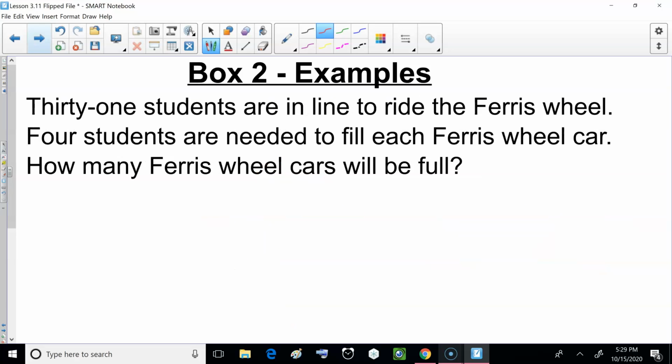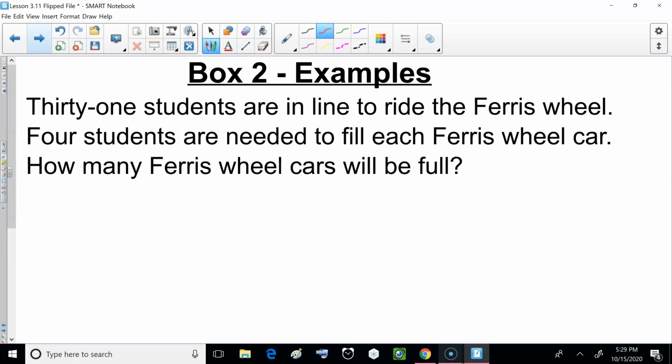31 students are in line to ride the Ferris wheel. 4 students are needed to fill each Ferris car. How many Ferris wheel cars will be full? All right. So 31 students are in line to ride the Ferris wheel. 4 students are needed to fill each Ferris wheel. How many Ferris wheel cars will be filled?